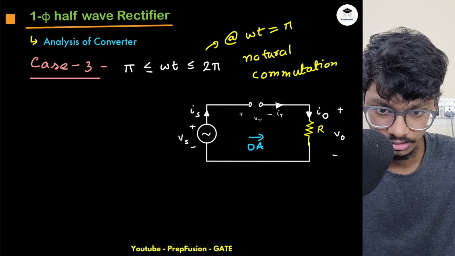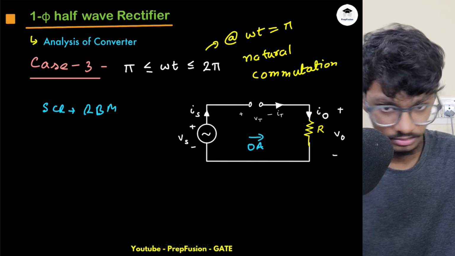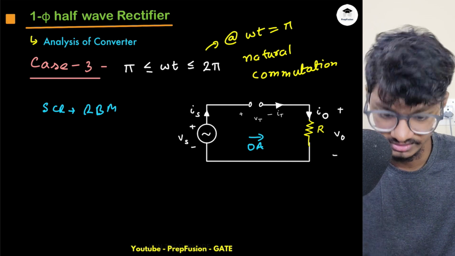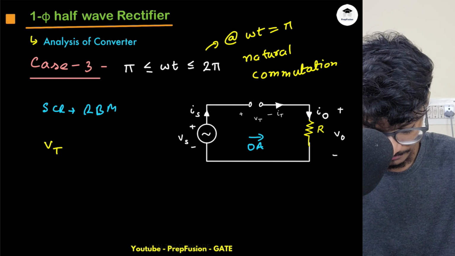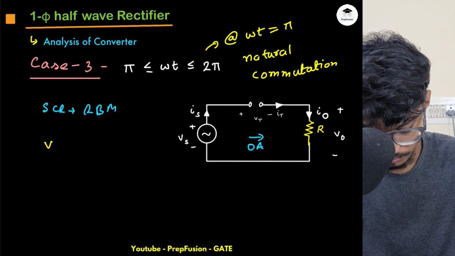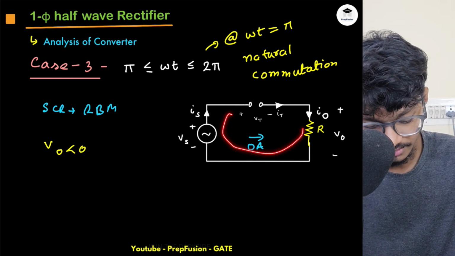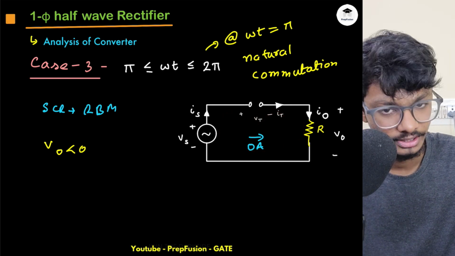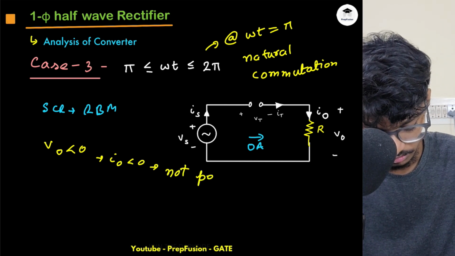Why this will be 0 amperes current? Because SCR will be in reverse blocking mode. I have already explained it in the first case, where I was analyzing the forward blocking mode and reverse blocking mode. So why? Because my VT will be less than 0, or I can say my VO will be less than 0. And if VO is less than 0, what will happen? The current will try to flow in this direction, which is never possible. Current can never flow in this direction. That's why it is not possible. IO will try to be 0, but not possible.